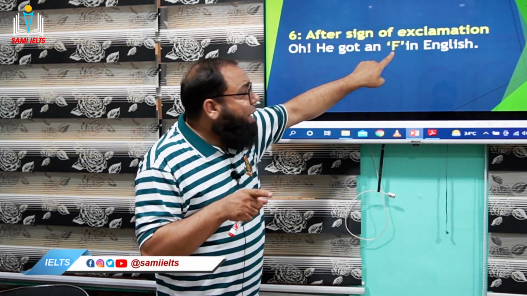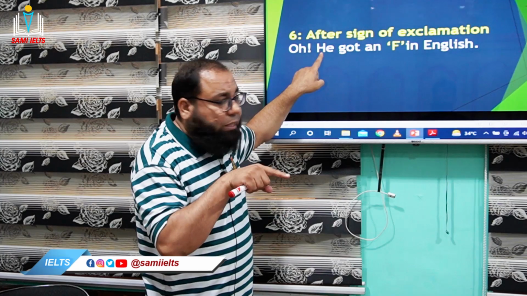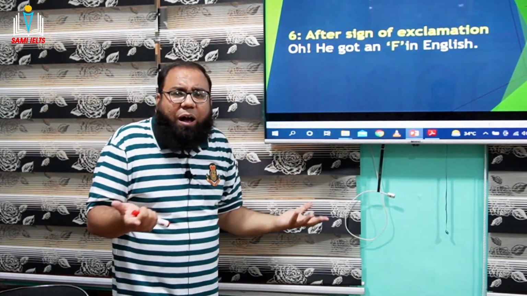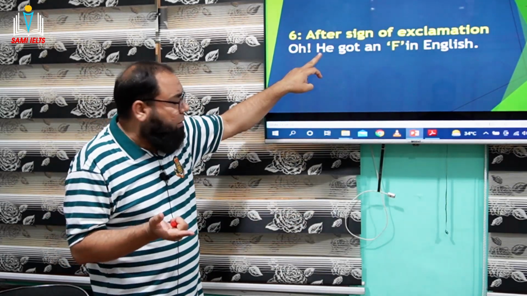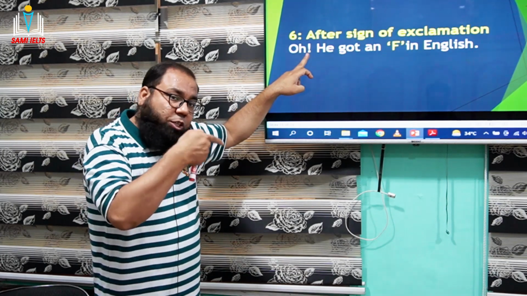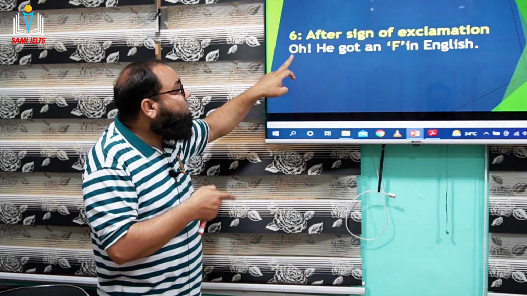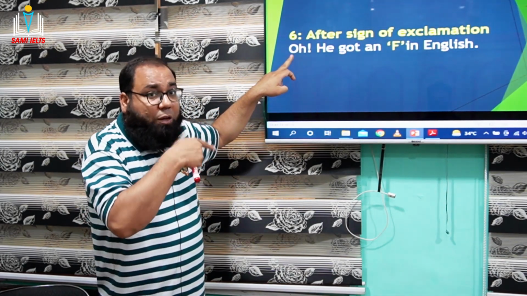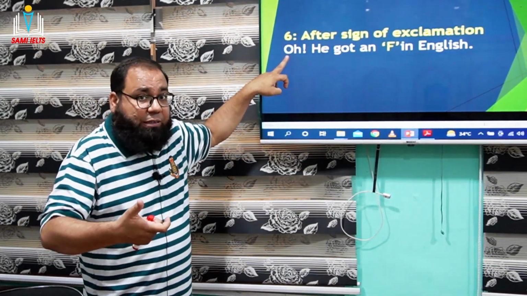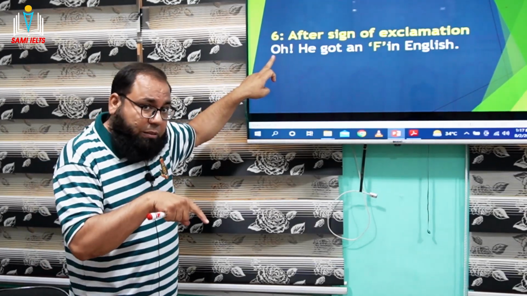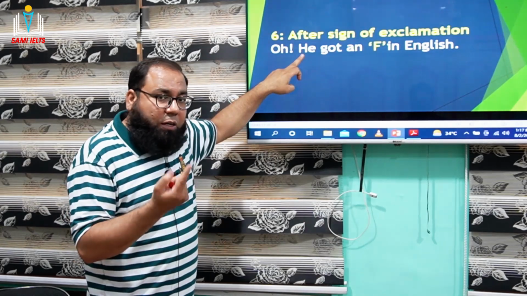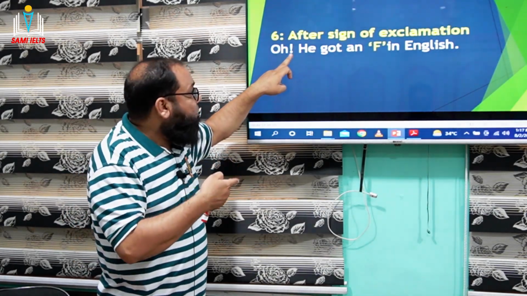F. Guys, in this sentence, if you see, this H is capital. And you know the answer now, okay? If anybody asks you why this H is capital, you know the answer, because there is a sign of exclamation before this. Why is this O capital? Because this is the start of writing. You have the reason for every capital letter now, okay? This O is capital because this is the start of writing. This H is capital because before this there is a sign of exclamation.